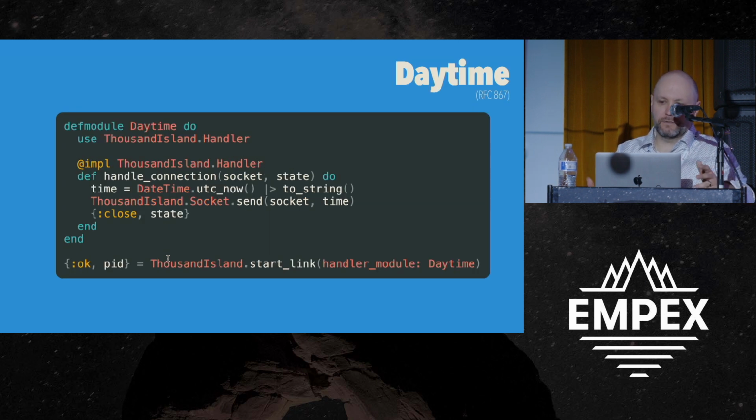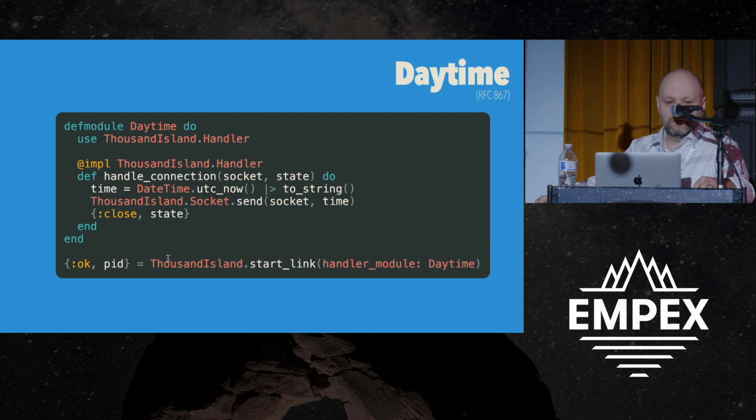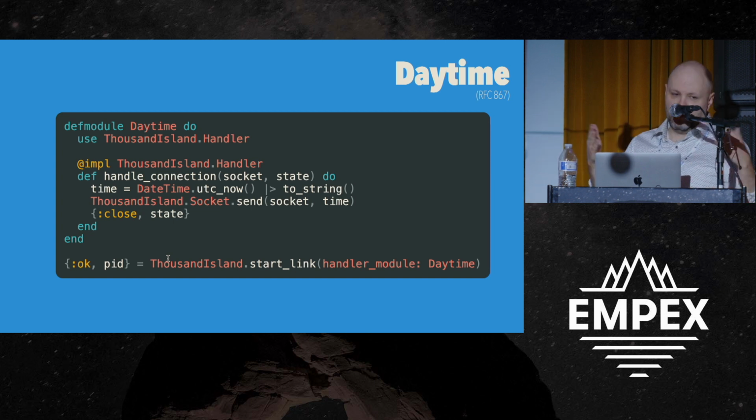So this is a marvelous little piece of internet history here, the daytime protocol. The protocol says that when a client connects, the server sends it the date in some arbitrary format and then closes the connection. So we can implement that in Thousand Island. This is the complete implementation of that protocol. This would scale. You could handle hundreds of thousands of people asking for the current time with 10 lines of code. When a connection comes in, we build the current time into a string, and we use the ThousandIsland.Socket function to send that string, just that ASCII string, out to the client, and then we return close to close the connection.